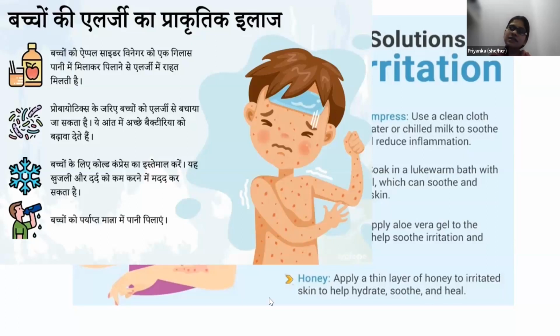Same point I discussed in the very first example. It was in English. Similarly, it is written in Hindi. Always make sure that your leaflets, your information, or your exchange of information with the patient should be patient friendly.